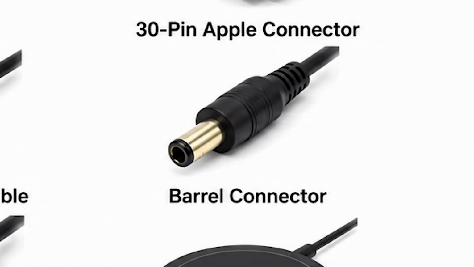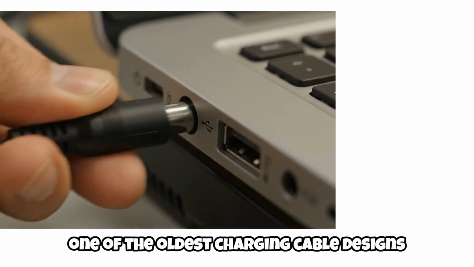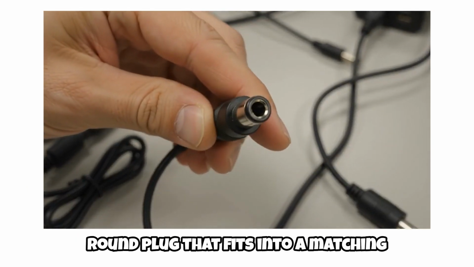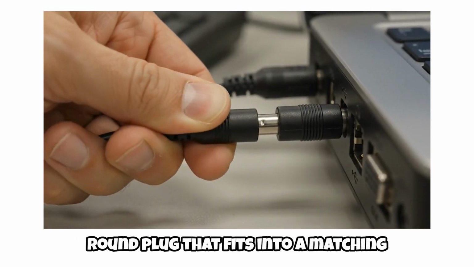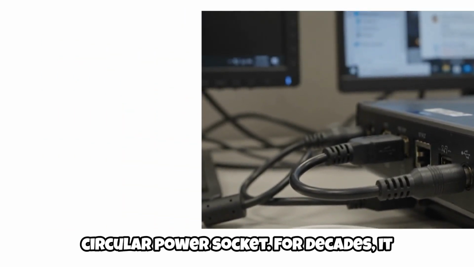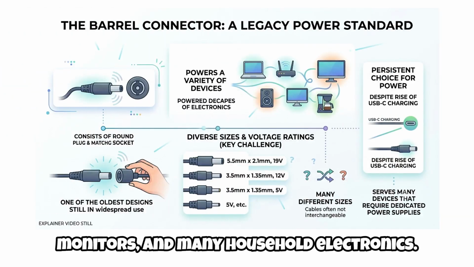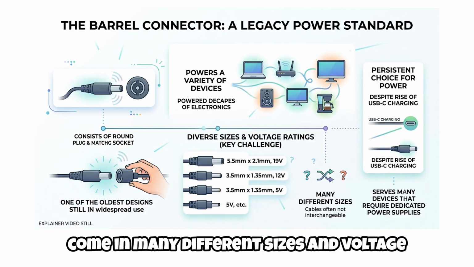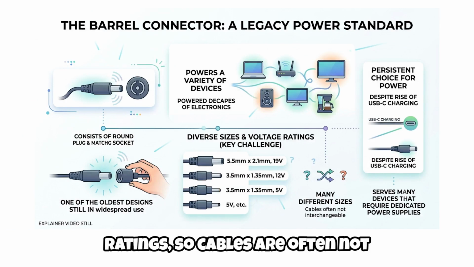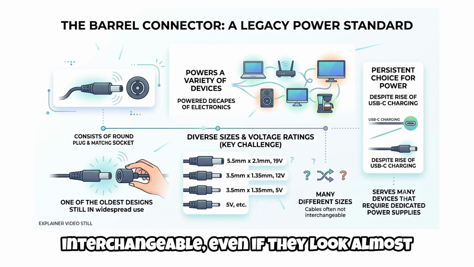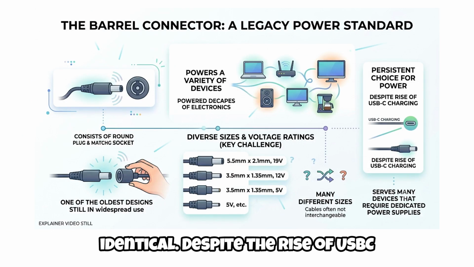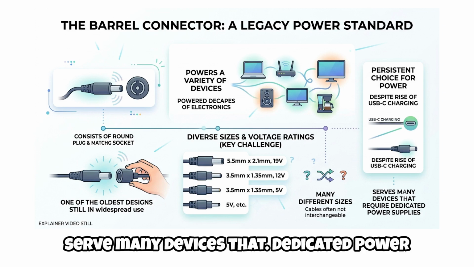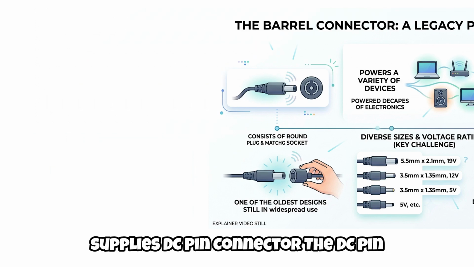Barrel connector. The barrel connector is one of the oldest charging cable designs still in widespread use. It consists of a round plug that fits into a matching circular power socket. For decades it has powered laptops, routers, speakers, monitors, and many household electronics. One challenge is that barrel connectors come in many different sizes and voltage ratings, so cables are often not interchangeable even if they look almost identical. Despite the rise of USB-C charging, barrel connectors continue to serve many devices that require dedicated power supplies.